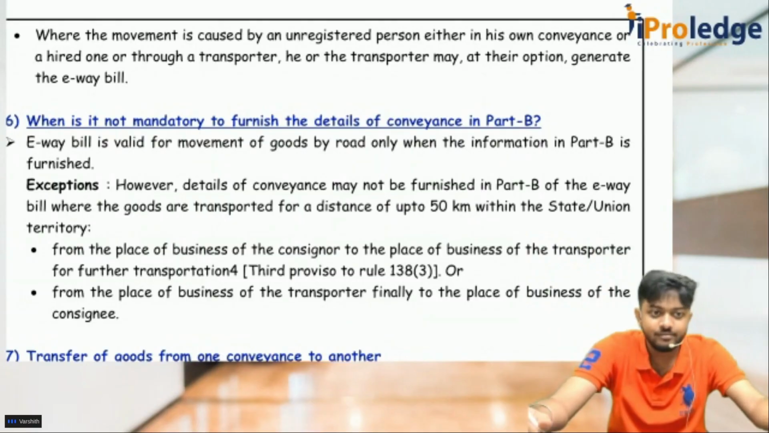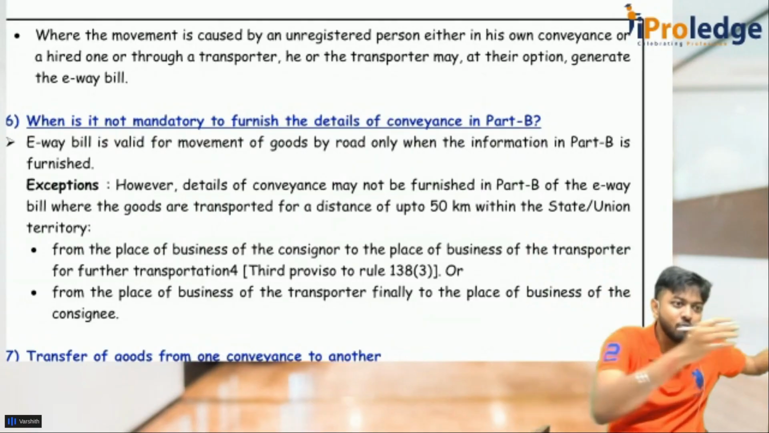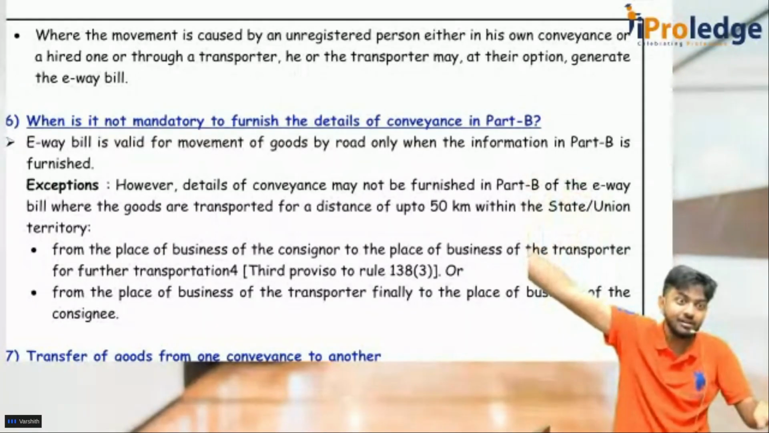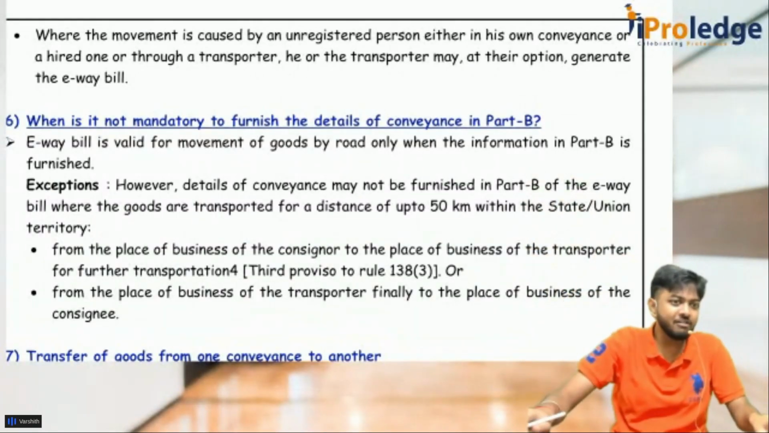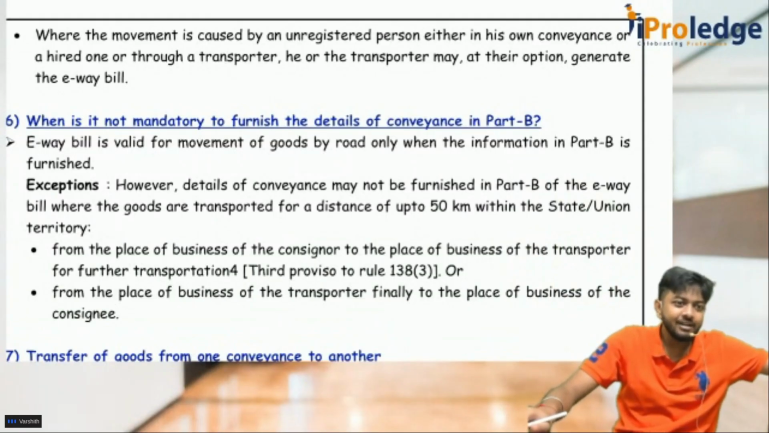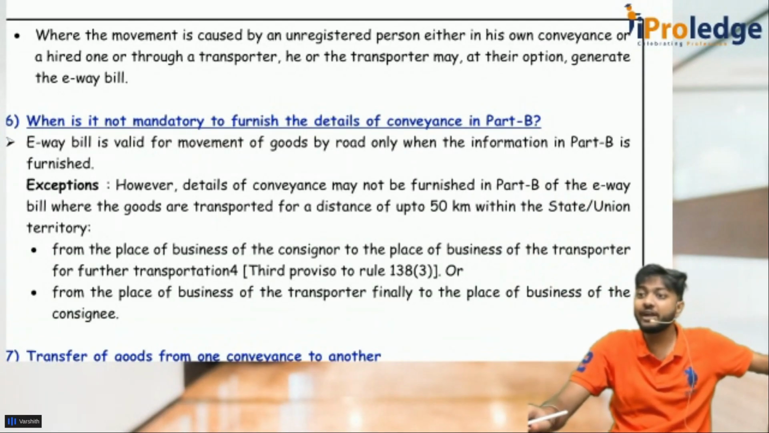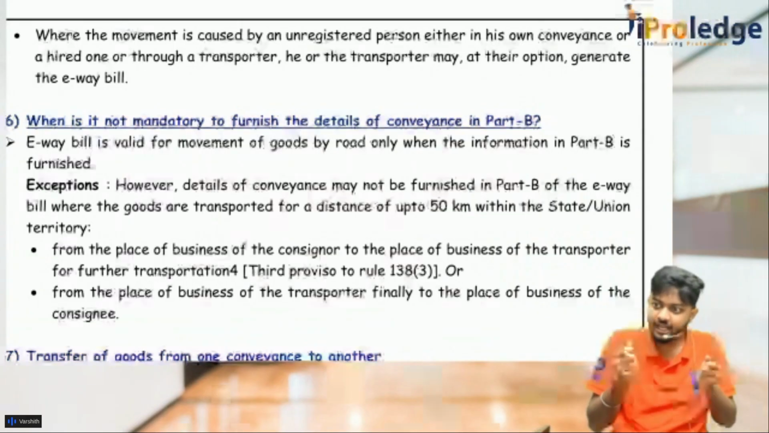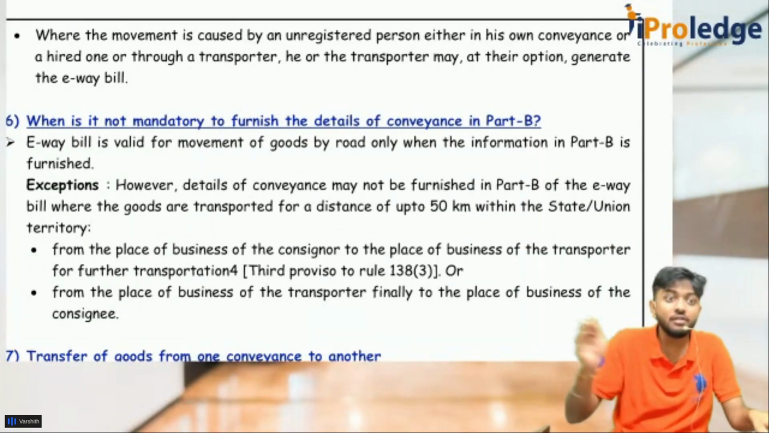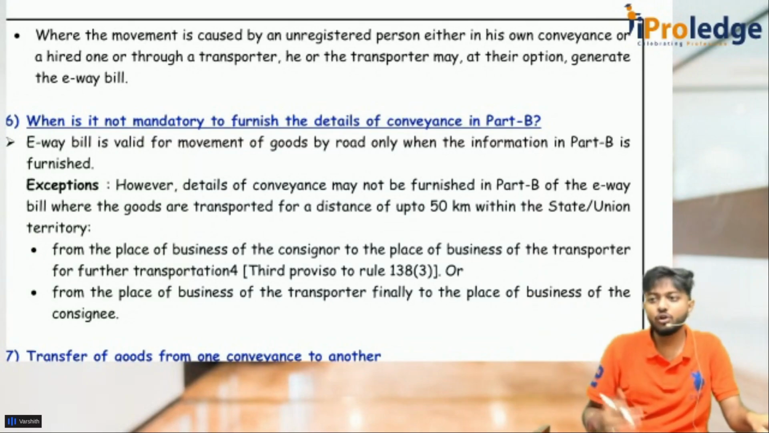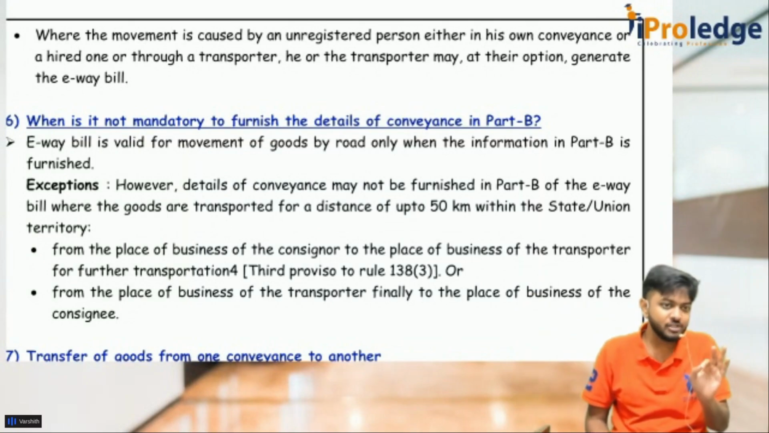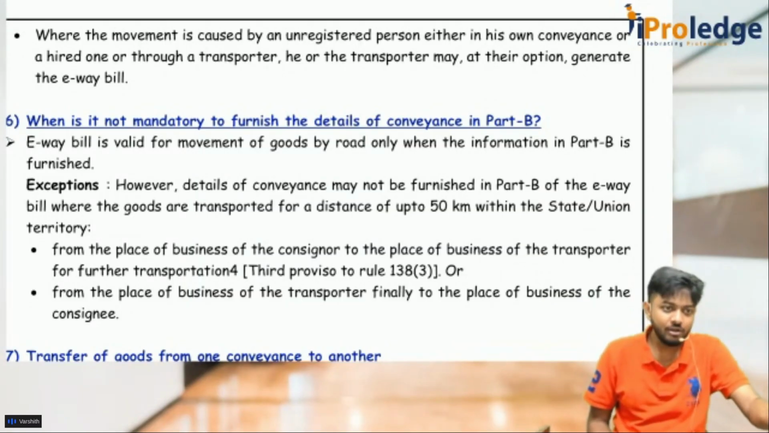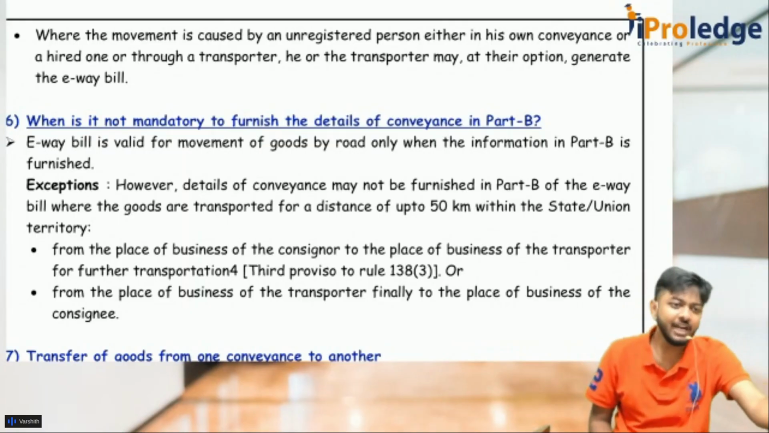Now this guy is unregistered. The supplier cannot, because the supply got over the moment he delivered the goods. Did he deliver till Mysore? If he had delivered till Mysore, he would have generated the e-way bill. He just delivered it then and there. Who is the guy causing the movement? I am the one who purchased, and I am causing the movement. But the thing is, I am unregistered. If the value exceeds 50,000, technically the law tells you to generate the e-way bill, but as an unregistered person you have the option to generate it. So he, at his option, can generate the e-way bill.